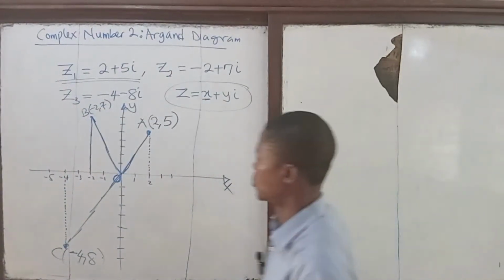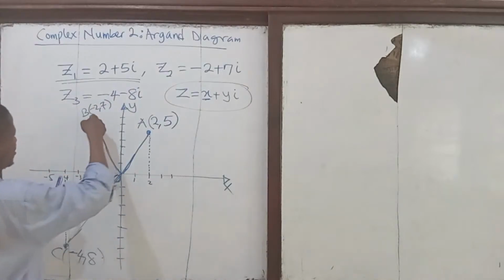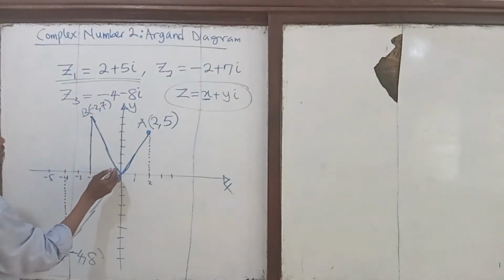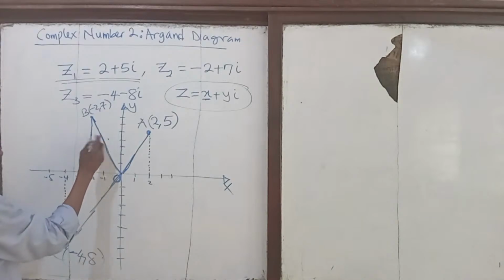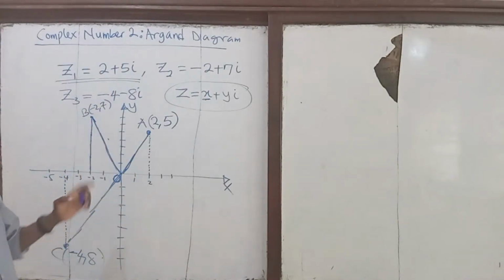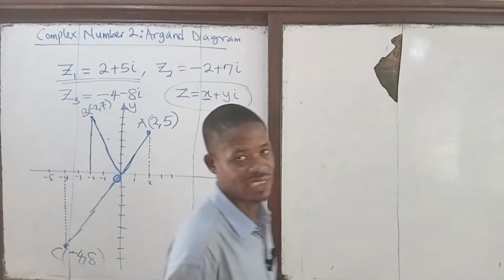When we go to modulus, this line here from the origin, that is the modulus. But when we get to modulus, I will explain that. So that's that on the Argand diagrams.